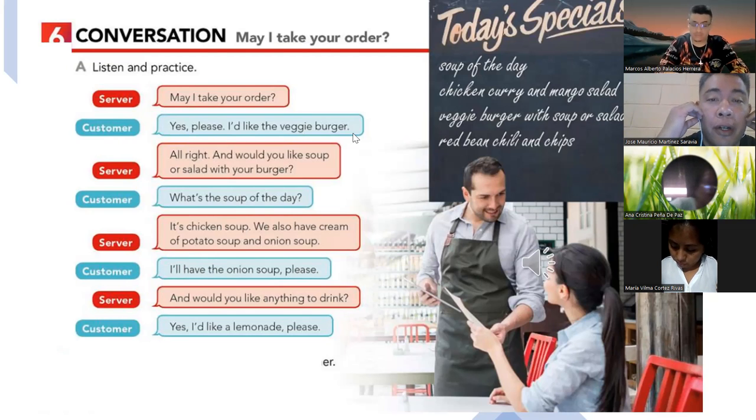May I take your order? Yes, please. I like the veggie burger. All right. And would you like soup or salad with your burger? What's the soup of the day? It's chicken soup. We also have cream of potato soup and onion soup. I'll have the onion soup, please. And would you like anything to drink? Yes, I like a lemonade, please.